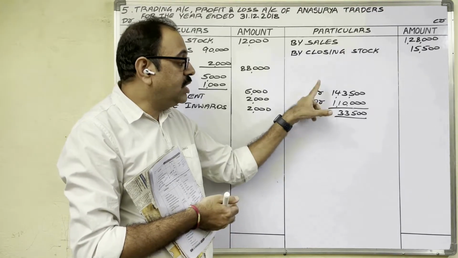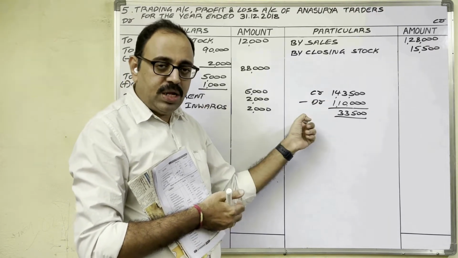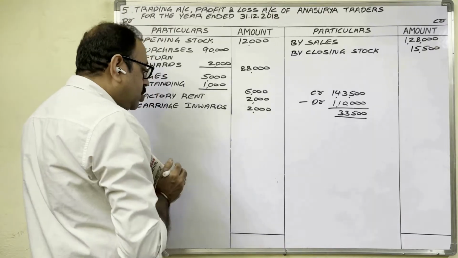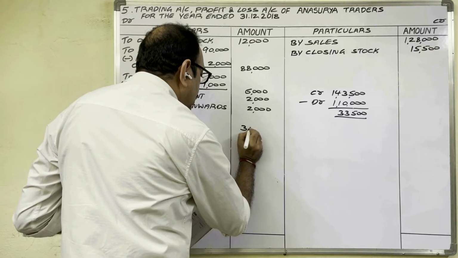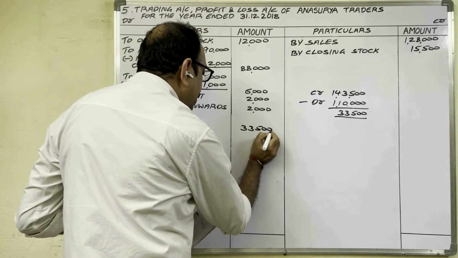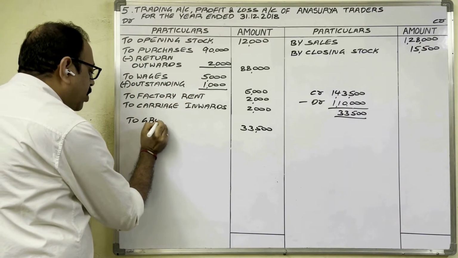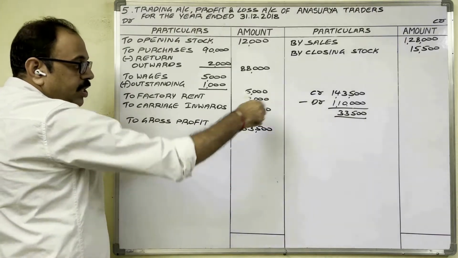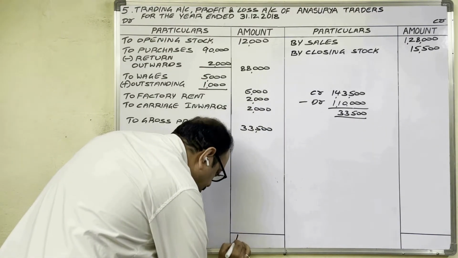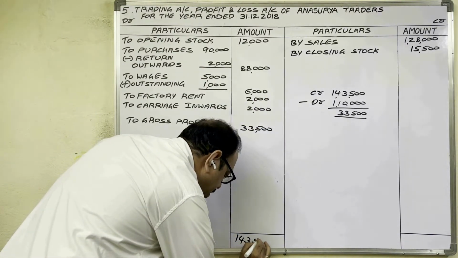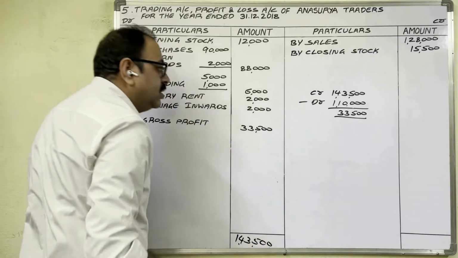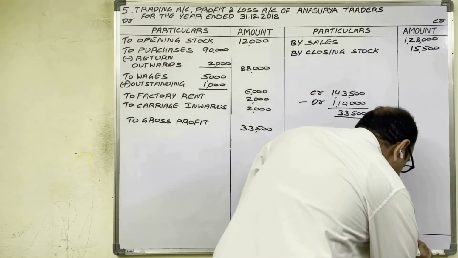So where the total is less, there we should write. Debit total is less. Debit side, show this gross profit amount, 33,500 rupees. For that, write down to gross profit. Two sides, put the totals. Highest amount, 1,43,500 rupees. Credit side also same.